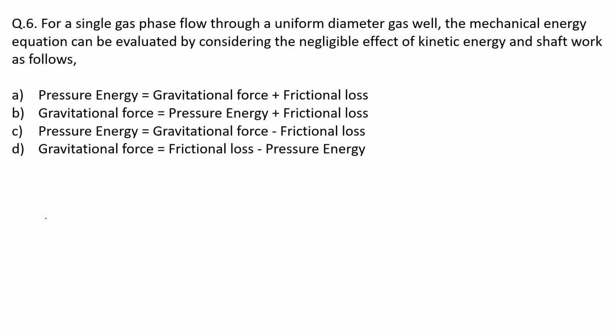Option B, gravitational force equal to pressure energy plus friction loss. Option C, pressure energy equal to gravitational force minus frictional loss. Or option D, gravitational force equal to friction loss minus pressure energy.